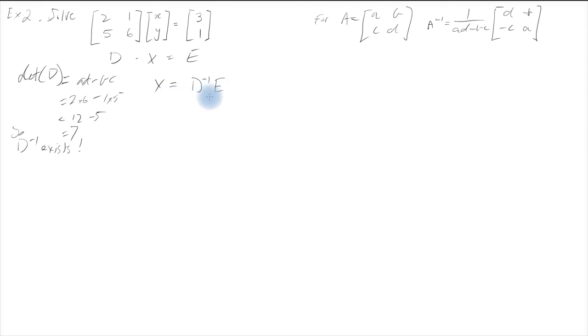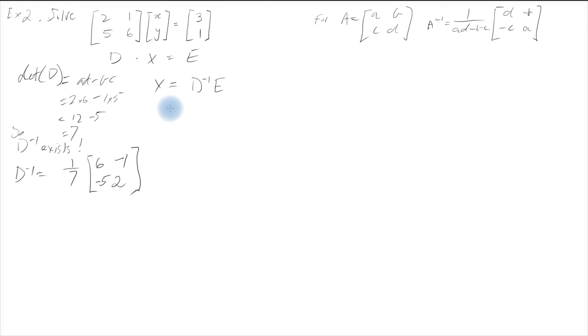Okay, so now let's find the inverse of D. D inverse equals 1 over our determinant, 1 over 7, multiplied by D goes in this spot, so 6. A in the other diagonal, so 2. That's flipped over, and the other ones stay where they are, but they're negative. Negative 1, negative 5. There we go. Now we're ready to do our matrix multiplication.